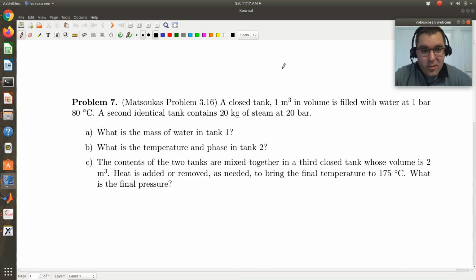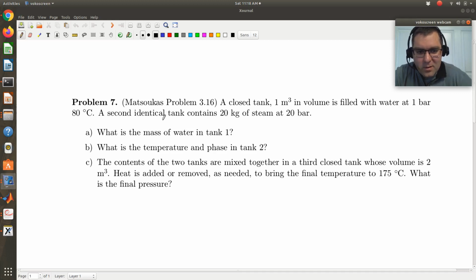Alright, let's take a look and see what we have for problem 7. A closed tank, 1 meter cubed in volume, is filled with water at 1 bar, 80 degrees C. A second identical tank contains 20 kilograms of steam at 20 bar. What is the mass of water in tank 1? What is the temperature and phase in tank 2? And then the contents are mixed.